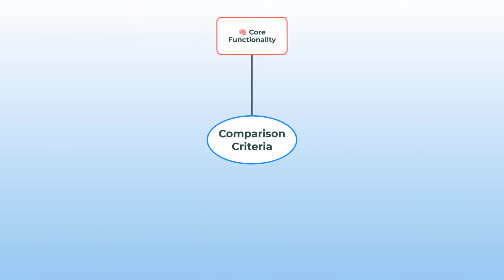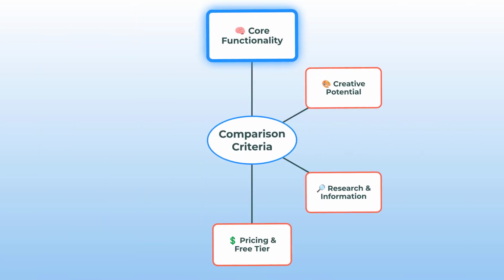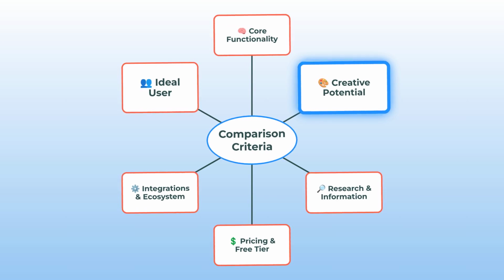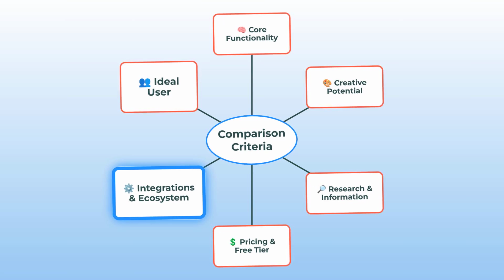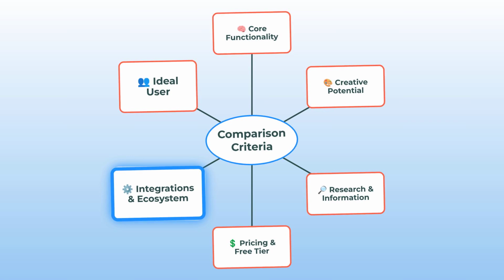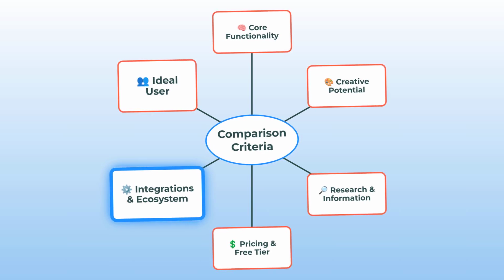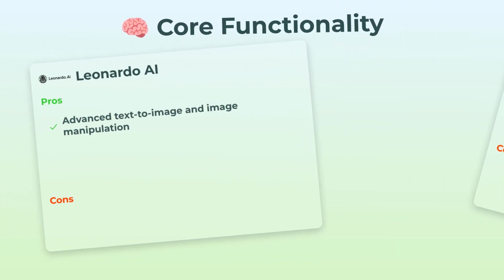All right, here's the plan. Let's look at their core functionality. How creative can you actually get? Research and info power, pricing and free tiers, integrations and ecosystem, and honestly, who each tool is best for. I'll break it down one by one. And we'll declare the winner in each category. Ready? Let's jump in. So starting off with core functionality.